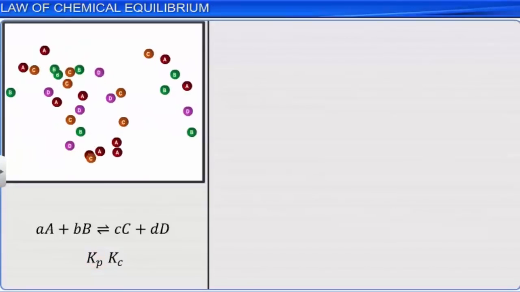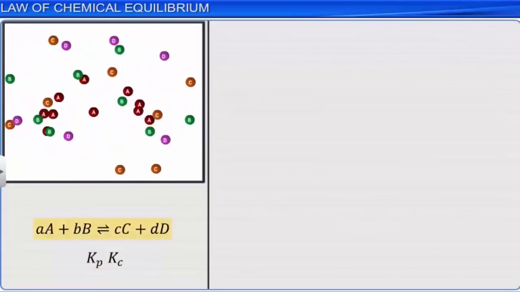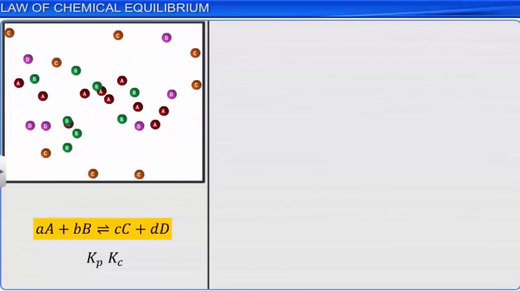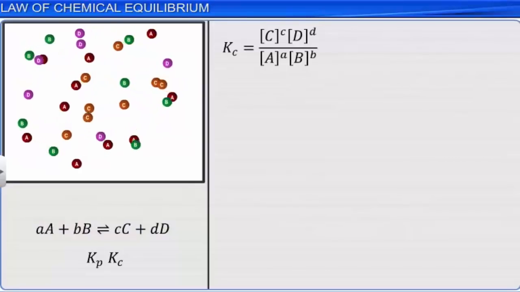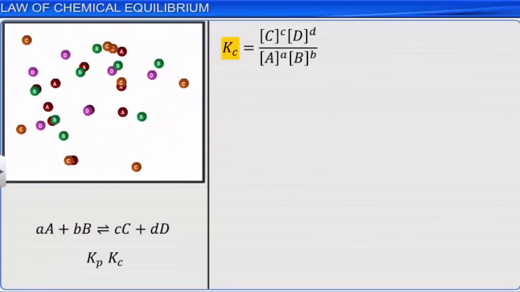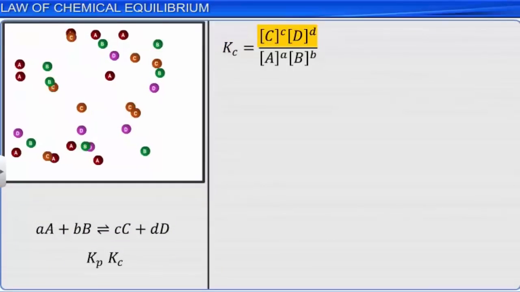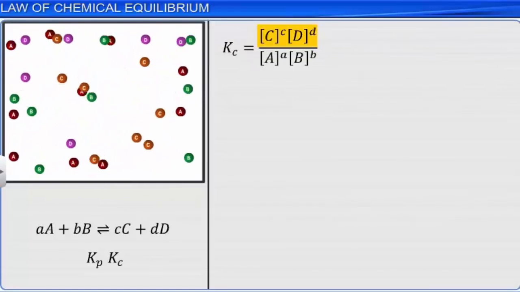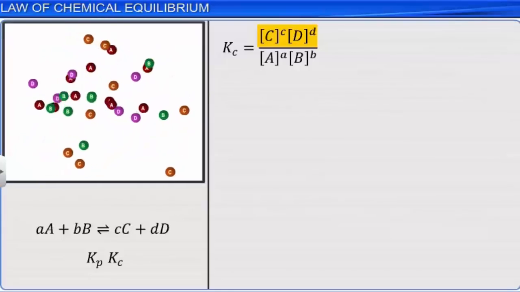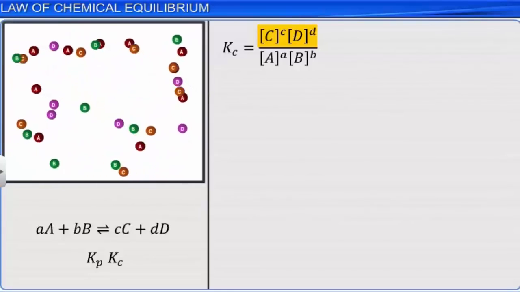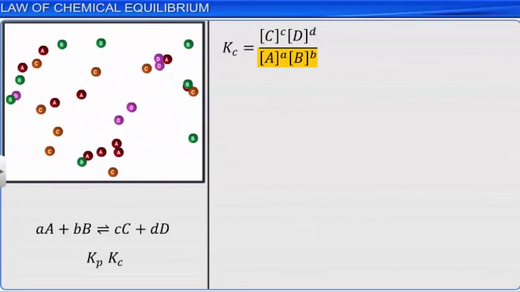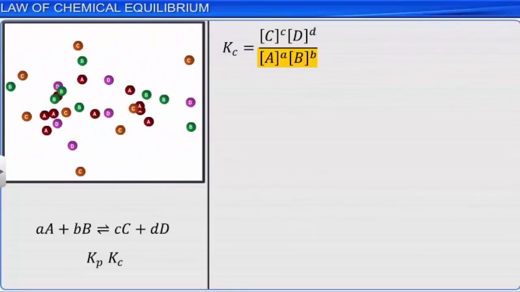For a general reaction of the type aA plus bB in equilibrium with cC plus dD, the equilibrium constant is written as Kc is equal to the product of the concentration of the products C raised to the power of c and D raised to the power of d respectively, divided by the product of the concentration of the reactants A raised to the power of a and B raised to the power of b respectively.